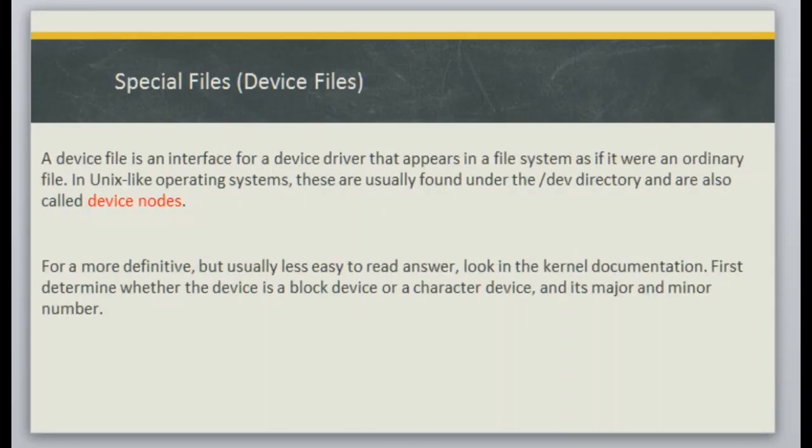So at our next PowerPoint here, we have a device file as an interface for a device driver that appears in a file system as if it were an ordinary file. In Unix-like operating systems, these are usually files that are found under the /dev directory and are also called device nodes. So for a more definitive but usually less easy answer, look in the kernel documentation. First, you need to determine whether the device is a block device or a character device and its major and minor number.